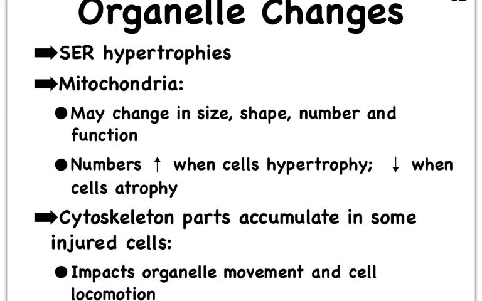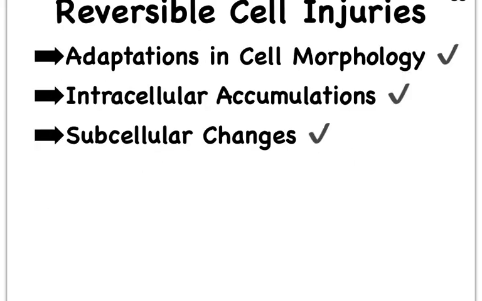So this was our last topic on cell adaptations. And so in summary, cell adaptations are a response to an appropriate stimulus, and cell adaptations are reversible. So they're reversible forms of cell injuries. Cells can adapt by changing their cell morphology. They can increase in size, they can decrease in size, they can increase in number, decrease in number, they can switch cell types. They might accumulate all kinds of things.